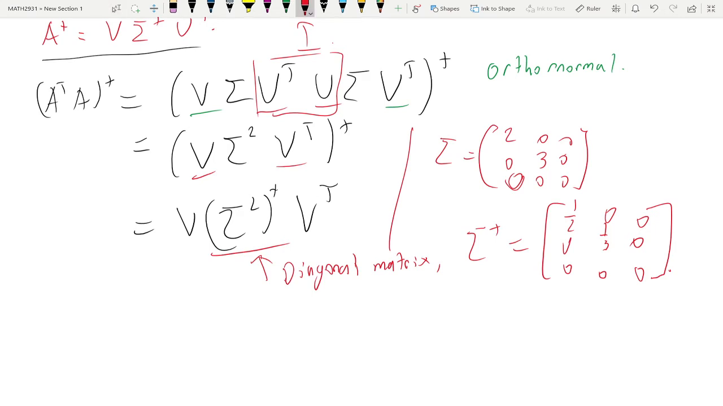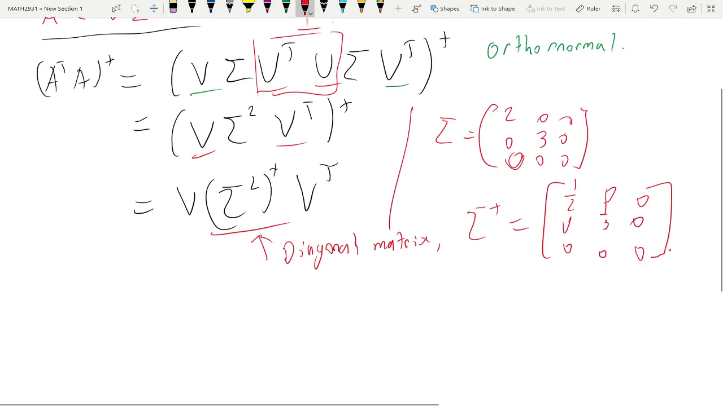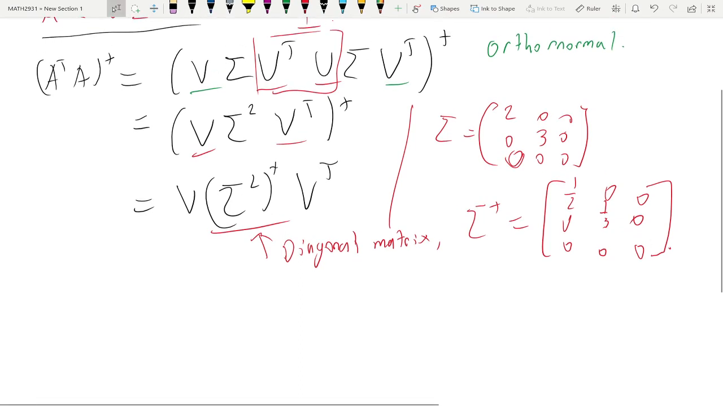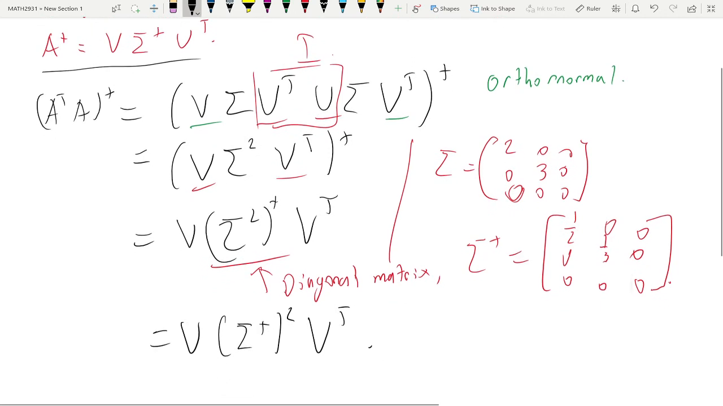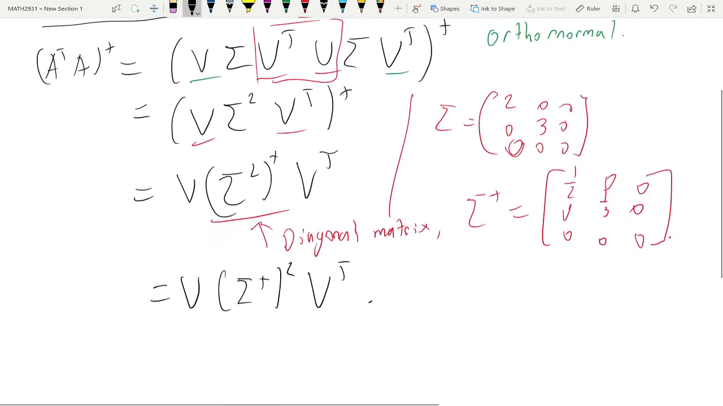So since the pseudo-inverse of the diagonal matrix is just the reciprocal of each of the diagonal terms, if you square the diagonal terms, if you square a diagonal matrix, it's still a diagonal matrix. So you can pretty much swap the order, right? So if you want to do this, you're going to have V sigma plus squared V transpose, right?